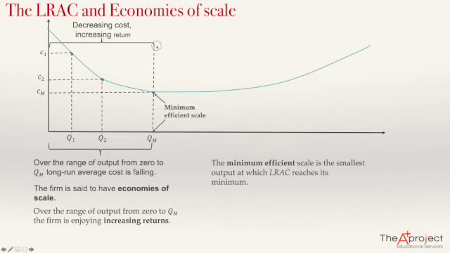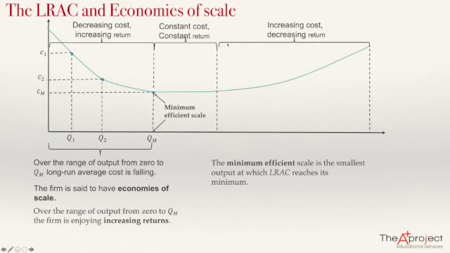So there will be an interval in which there is a constant average cost, and of course a constant return. And there will be another interval in which there is an increase of the average cost. And this increase of average cost produces a decrease of return. We will say that the firm is experiencing diseconomies of scale.